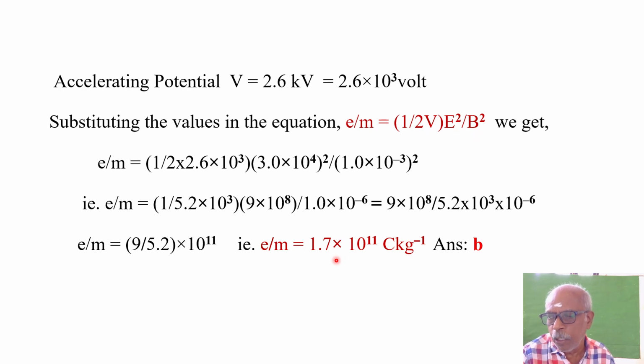That is the charge to mass ratio. So option B is the right answer. Okay, so far we have discussed 13 questions from the chapter Atomic and Nuclear Physics in our videos, put together from round 1 and round 2.